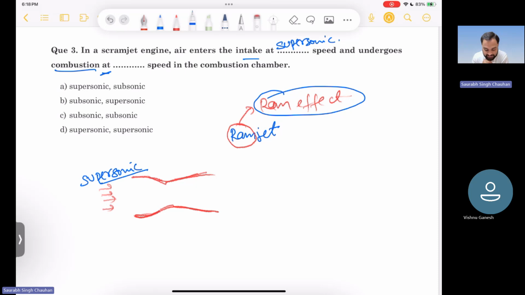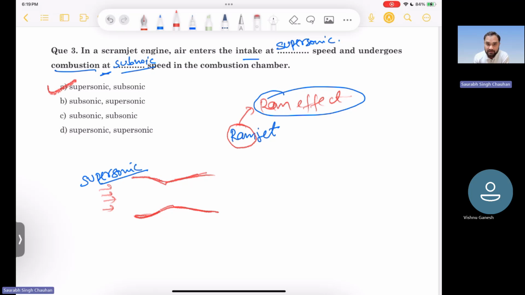After this compression, when the air reaches the combustion chamber, the air speed has been reduced to the subsonic regime. So the combustion happens at subsonic, not at supersonic speed. Option A says supersonic intake and subsonic combustion. Option B says subsonic intake, supersonic combustion, and so on. You know that the correct option is option A. Air enters the intake at supersonic speed and undergoes combustion at subsonic speed.